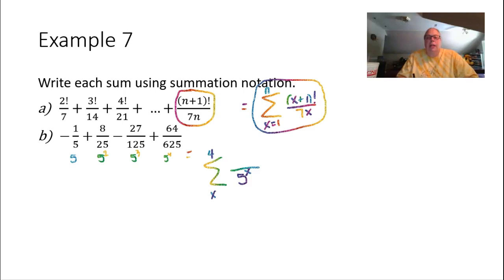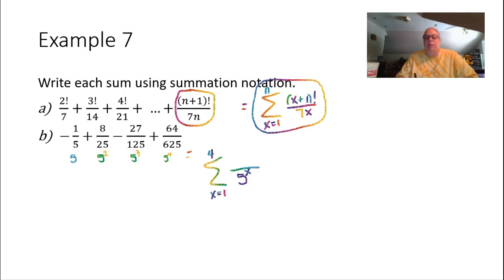And I'm going to start at x is equal to 1 because 5 to the first power is going to give me that 5. 5 to the second power is going to give me that 5 squared, and so on and so on. Okay, now we just have to figure out what's going to go on the top. We have 1, 8, 27, and 64.